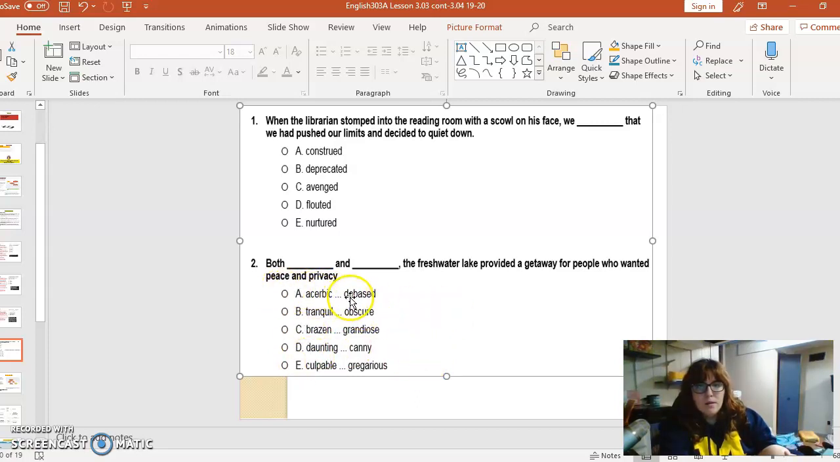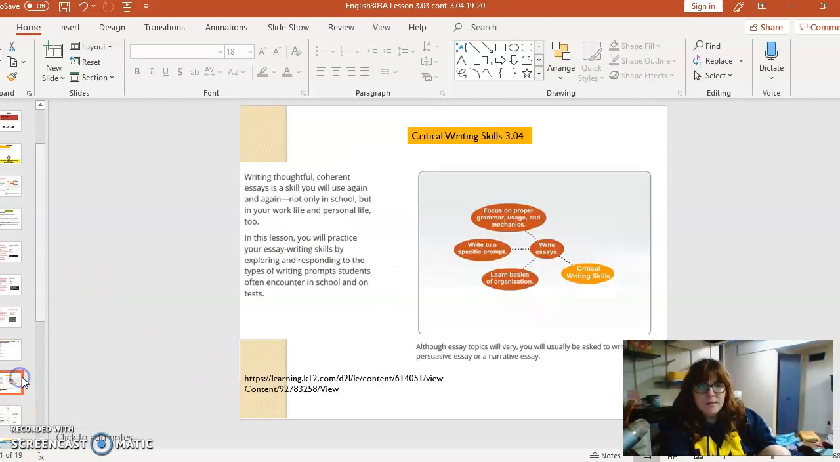And then looking over here, gregarious. That means also big in your face type. So that one's not right. So then we're left with acerbic and debased and tranquil and obscure. I have no idea what A means. But I do know that tranquil means peaceful and obscure means less known. So those both fit peaceful and privacy. So I'm going to pick B. B is the correct answer.